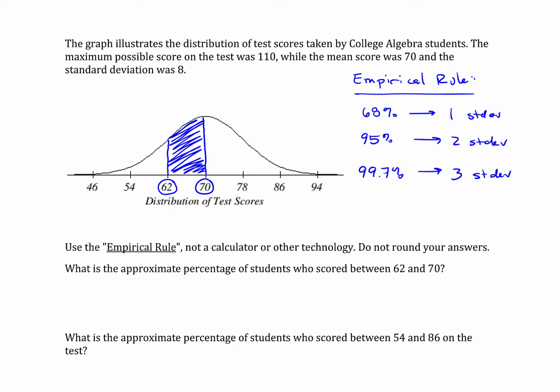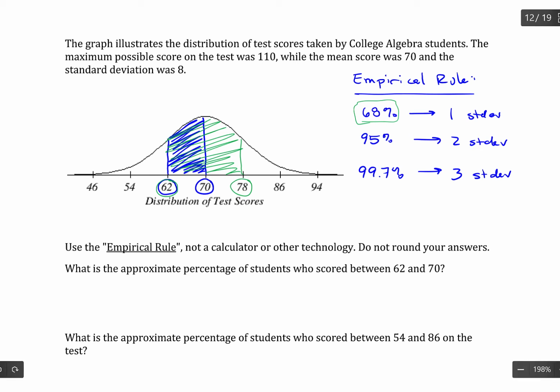Now, there's different ways that this can be interpreted, however. So for instance, this 68%, that's within 1 standard deviation. So that would be 1 standard deviation to the left or to the right. So that 68% is this area here in green that I have shaded.